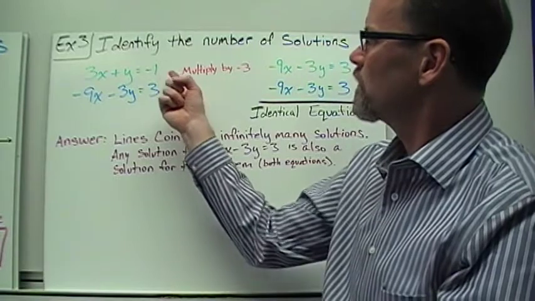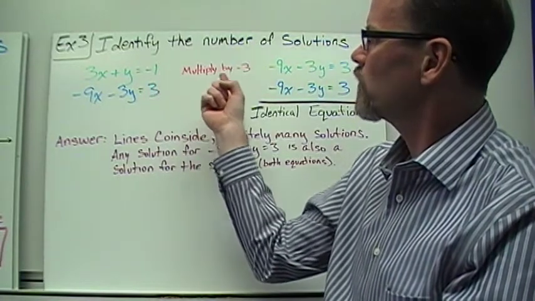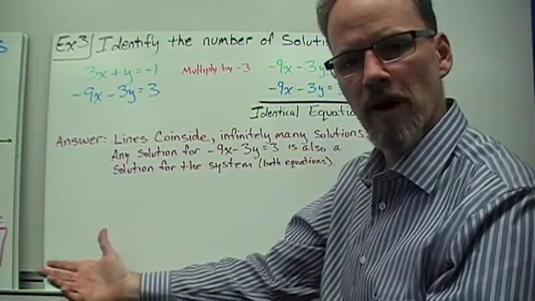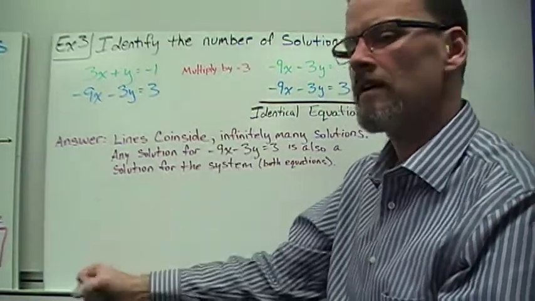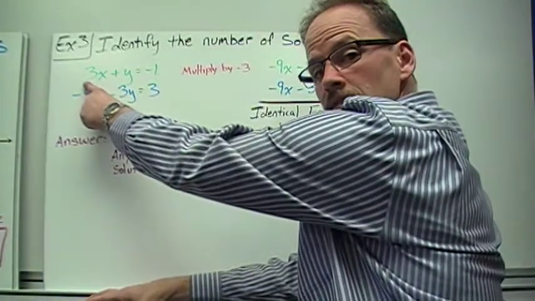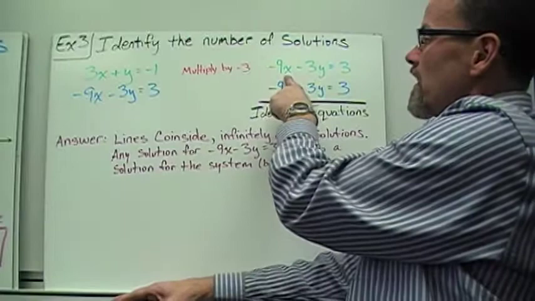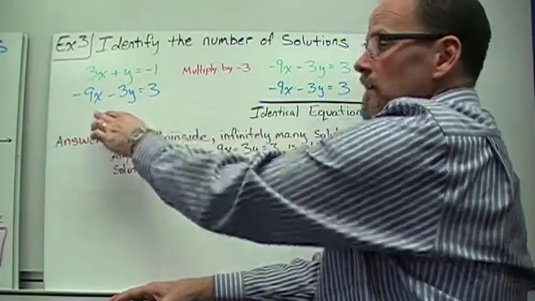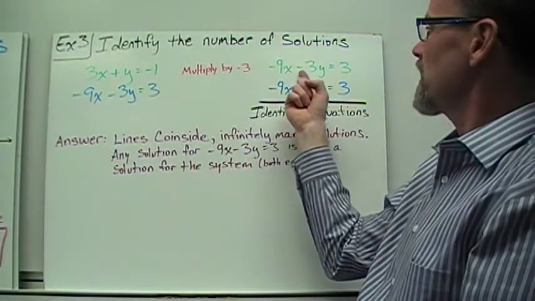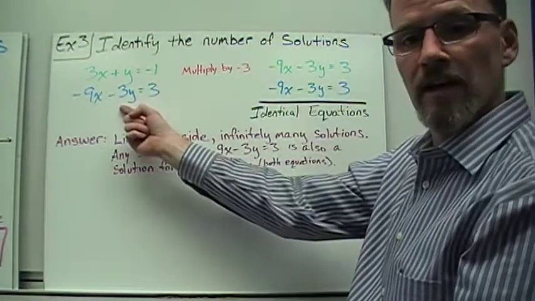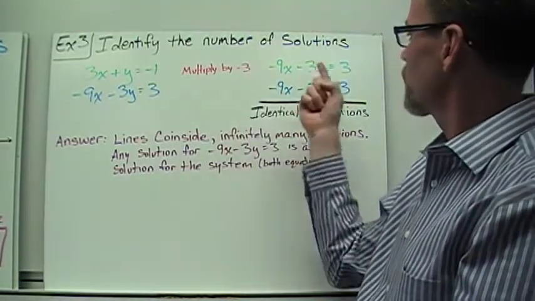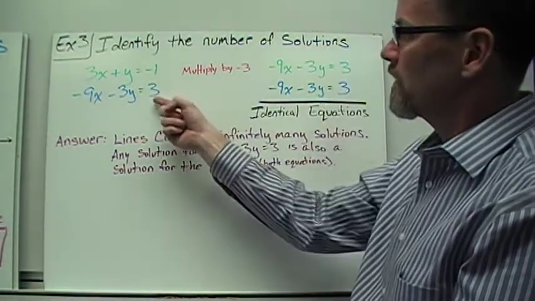I'm trying to think of combinations that will make these more related to each other. I decide I'm going to take this one and multiply it by -3. Some of you might have thought I might do just a +3, but I'm going to do a -3, and let's see what happens. -3 times 3x is -9x. Notice I got the same thing right there. -3 times the positive y gives me a -3y, and again I got the same thing. And the last part, -1 times -3 gives me a +3. I got the same thing there.